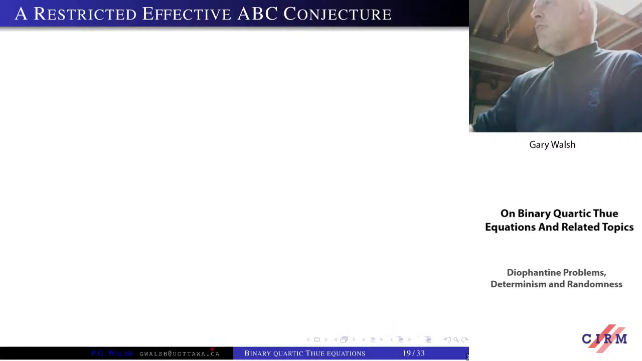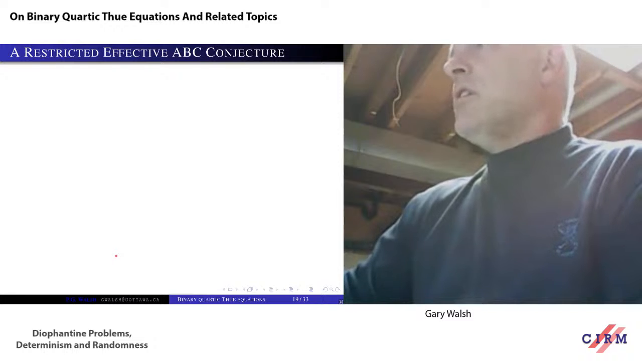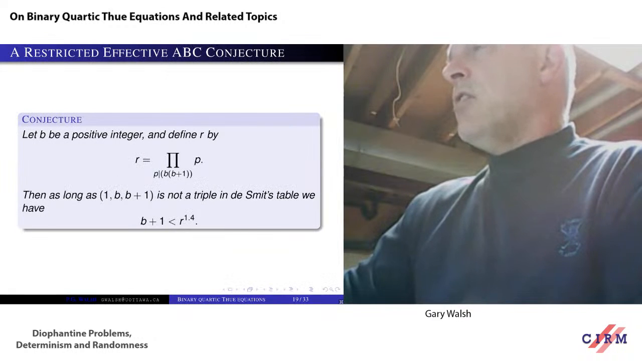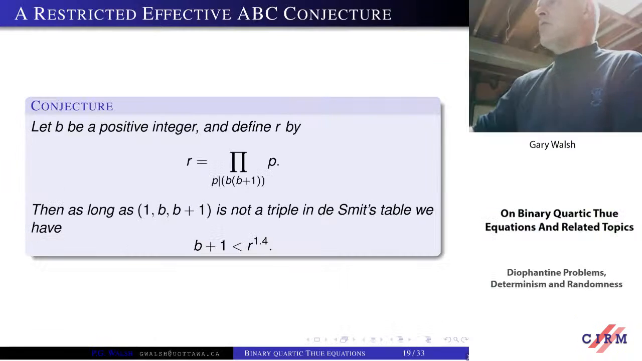My way of being careful about these is to throw caution to the wind, and I'm going to state what I call a restrictive effective ABC conjecture, and I'll describe what I mean by restricted in a second. Instead of A, you notice there's a 1 here, so I've replaced C by B plus 1. So here's my A, B, and C. I've taken away 1 degree of freedom. I'm only going to look at all triples of integers 1, B, and B plus 1.